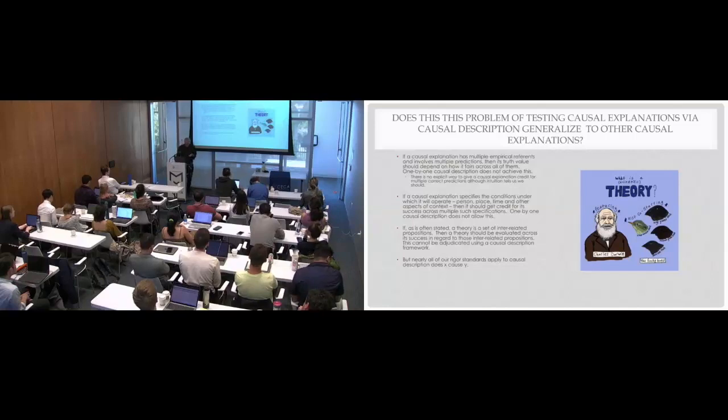If a causal explanation specifies the conditions under which it will operate, person, place, time, and other aspects of context, then it should get credit for its success across multiple such specifications. One-by-one causal description does not allow that. If, as is often stated, a theory is a set of interrelated propositions, then a theory should be evaluated across its success with regard to those interrelated propositions, and this cannot be adjudicated using a causal description framework.